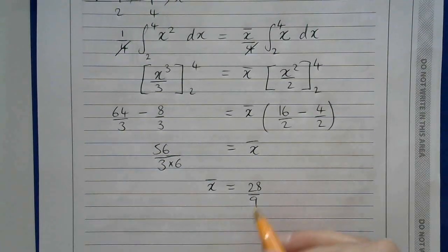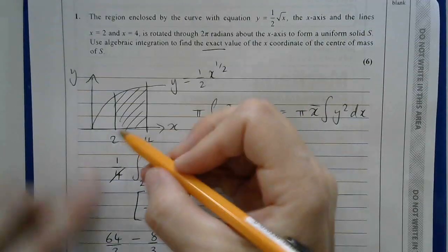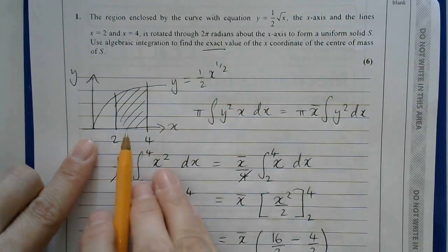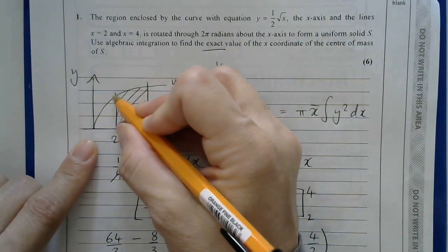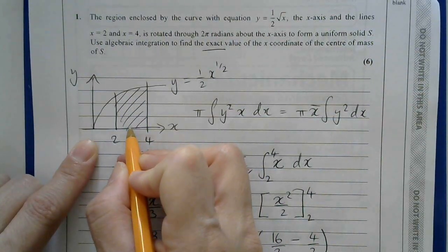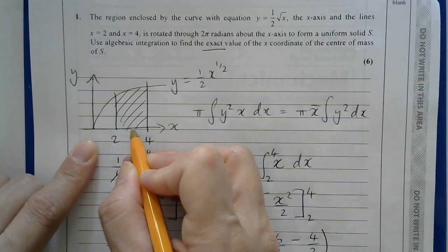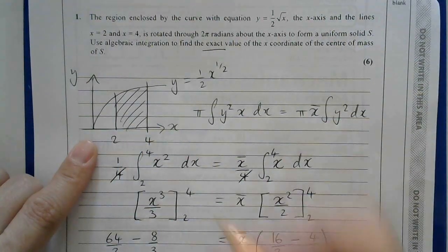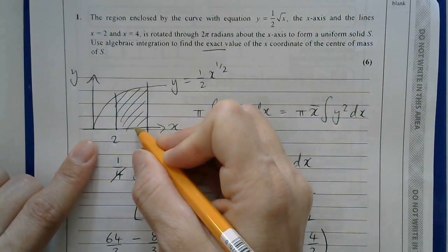Now once I've got my answer, I'll just change that into a decimal. That'll be 3.1, just to have a quick look and see if it makes sense with what I can see in my picture. So as I know that this slope is going up a little bit, I would expect x bar to be a little bit more than halfway. Halfway would be 3, and so 3.1 seems like a reasonable answer.